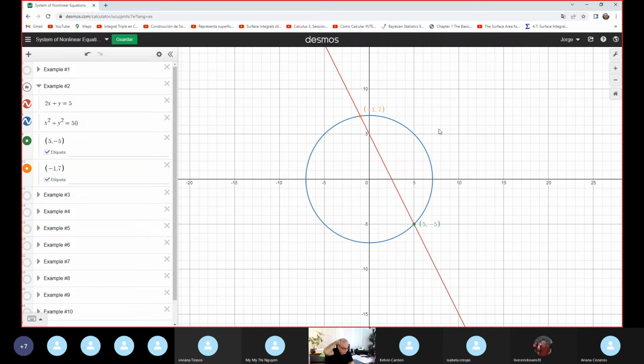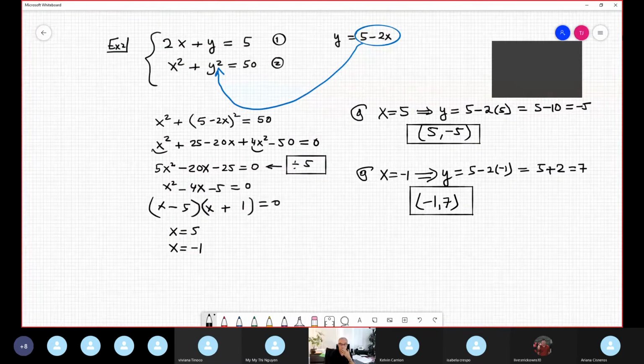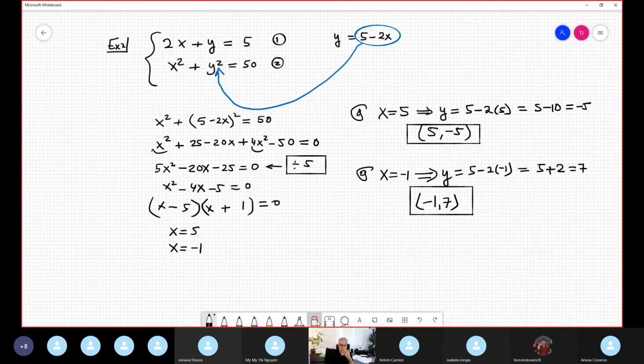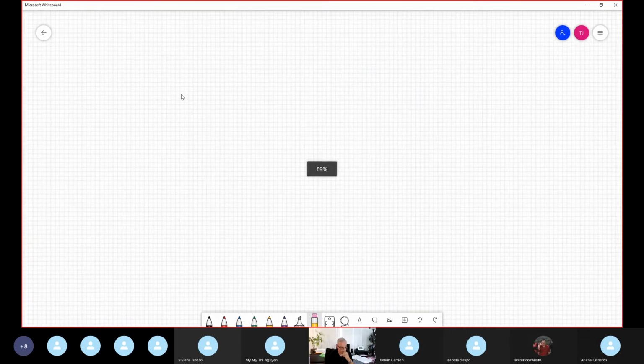Good? Let's move on to another example. Do you see the whiteboard, right? Do you see the whiteboard? Yes or no? Now we do, yes.